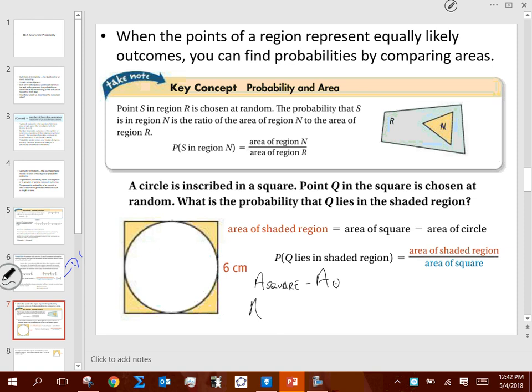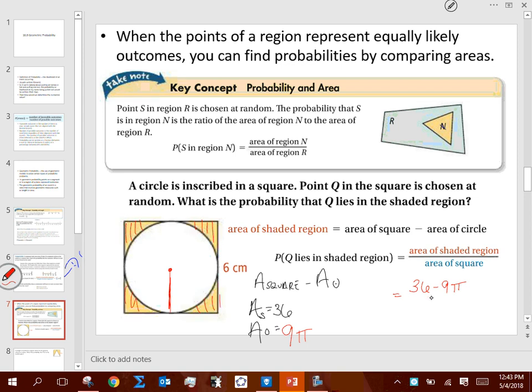So what's the area of the square going to be? 36. Okay. What's the area of the circle going to be? Now think about it. What would that distance right there be? 3. So my area of my circle would be pi r squared, or 9 pi, right? So the shaded region, what would I do with these two numbers to get my shaded region? Okay, so you have 36 minus 9 pi, right? So that would be all these shaded regions.